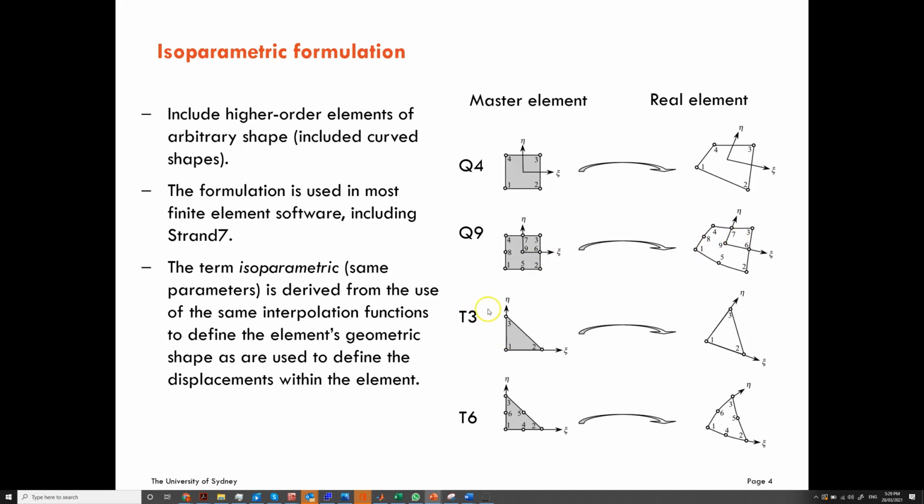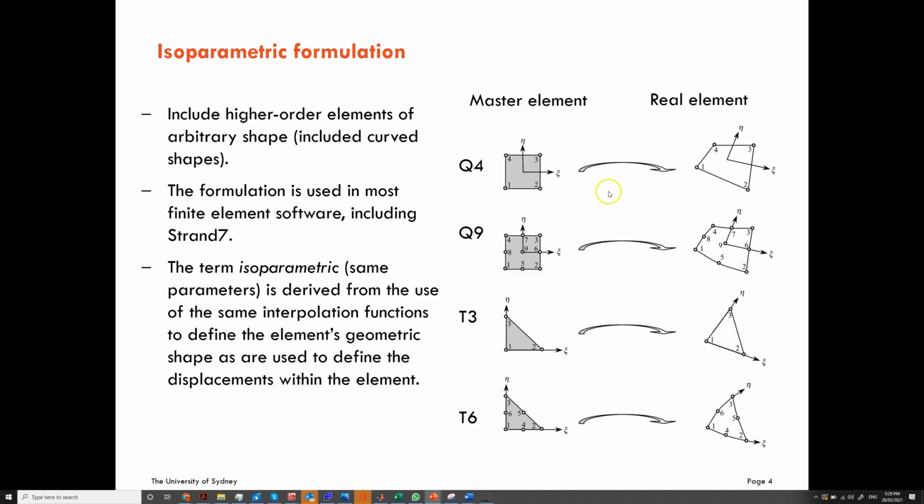And we have the T3 element. So we have this standard triangle, and this can be any triangle in the Cartesian coordinates. The T6 element is this one here in the intrinsic coordinate system, and in the Cartesian coordinate system it is going to look like a deformed triangle with 3 parabolic sides.